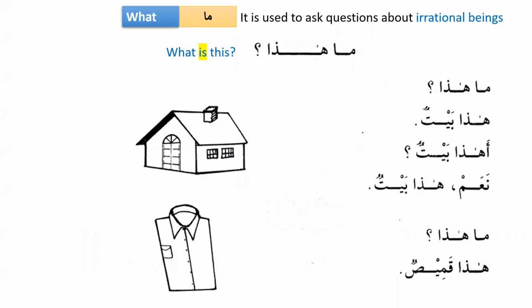Now we can see over here ma hadha. We have seen that ma is used to ask questions about what? About irrational beings. You remember irrational beings, ghayru aqil. We use ma to ask questions about irrational beings. We know that humans, angels and jinns are aqil, and the rest of the things are ghayru aqil, or irrational beings.